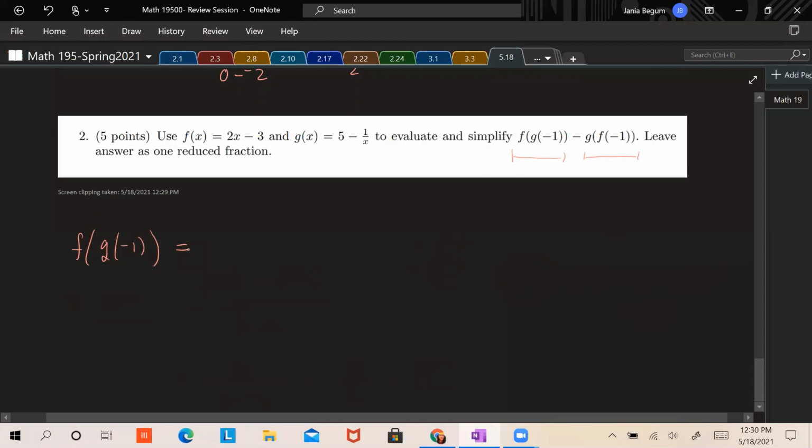You do the inside first. Right. So you start with the most inner function, you find what that value is, and then you plug that into the outer function. So we're going to figure out what this is.